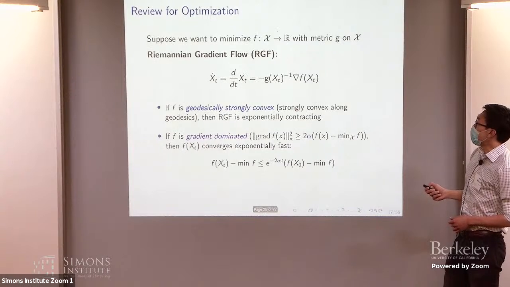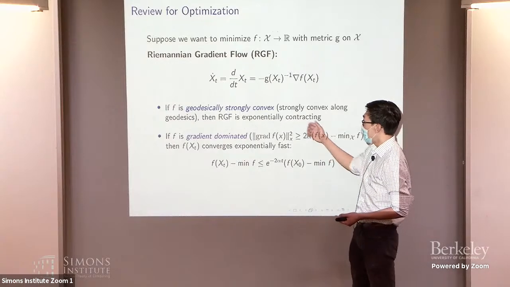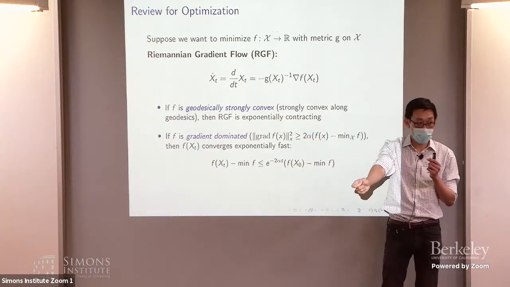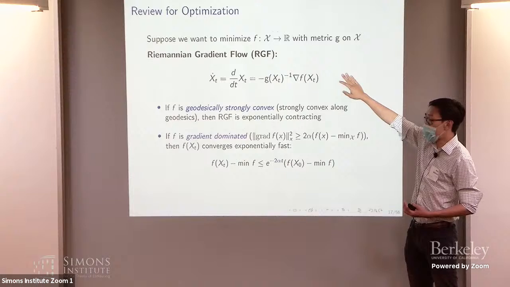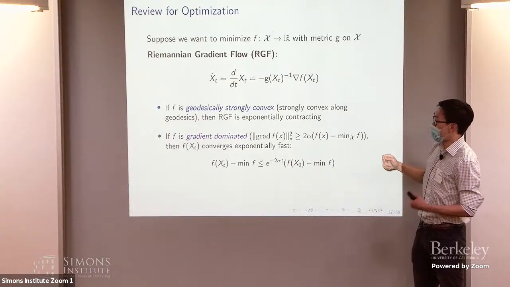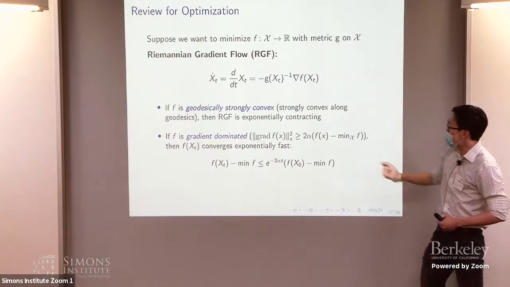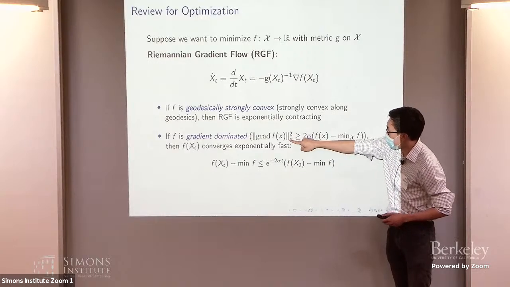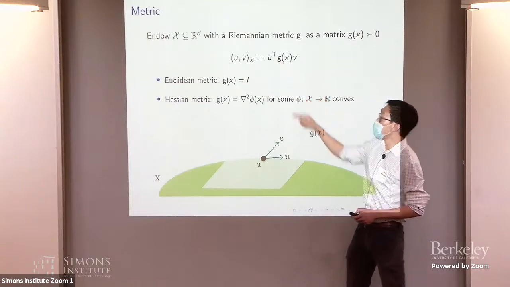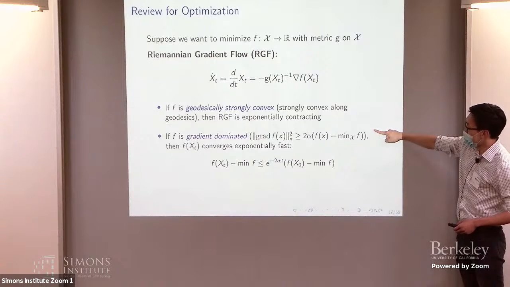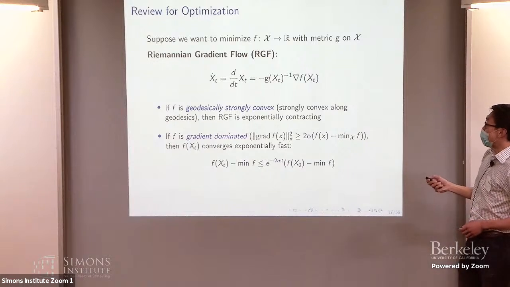And then this gives you a lot of nice information. For example, you can say that if f is strongly convex in the geodesic sense, meaning it's strongly convex along geodesics defined by your metric G, then this is an exponentially contracting curve. It turns out you can also relax that. For example, if the function f satisfies what's called the gradient domination condition, or usually the PL inequality, but now with respect to the metric G, so this norm sub x here uses this metric G, then you can show that the function value decreases exponentially fast along your gradient flow. So this is for any G.